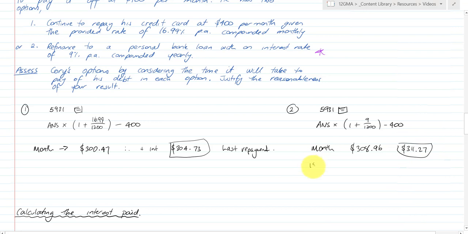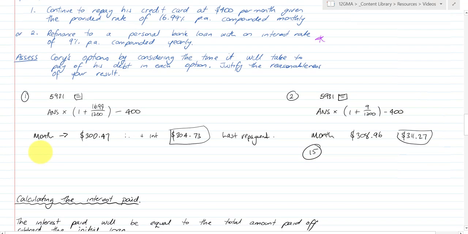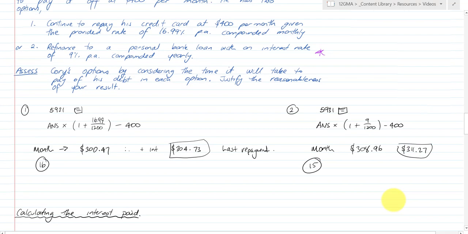But this one took 15 months, this one took 16 months with quite a similar final payment, which means he's out of pocket. There's $7 more in his final payment, but it's 1 month early, so he's out of pocket about $393 if he takes option 1 over the period of about not quite a year and a half. So that's an important feature.